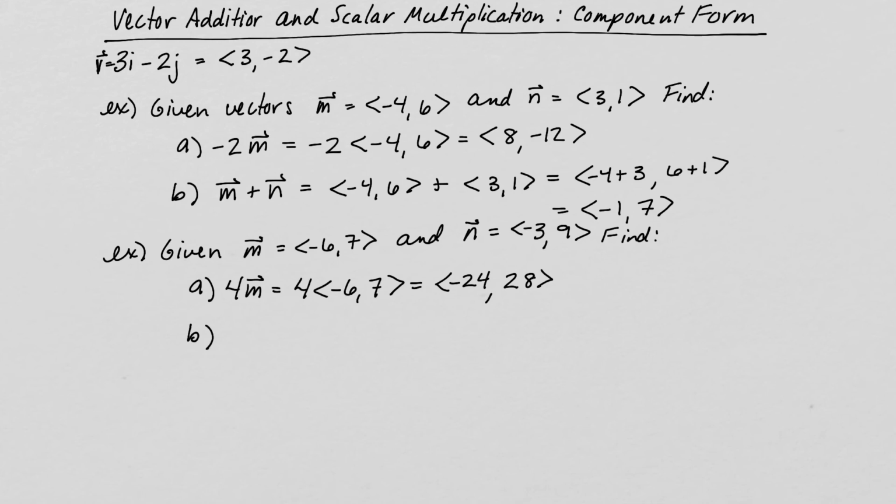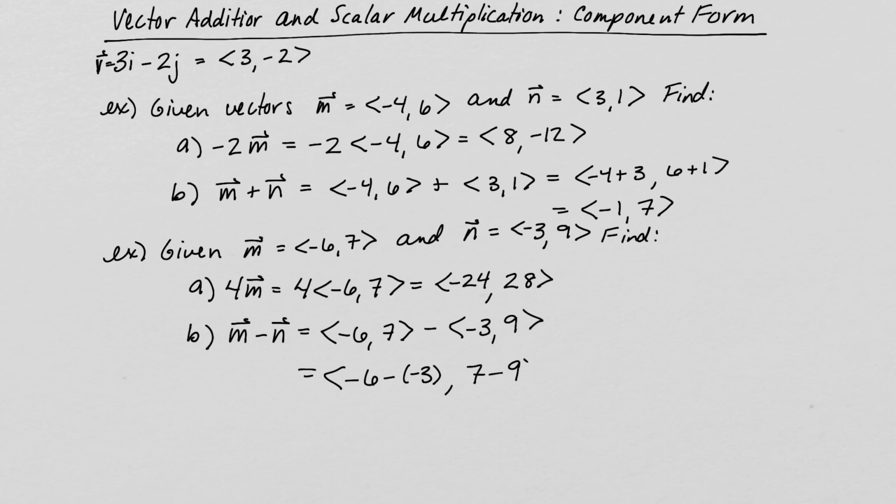And b, vector m minus vector n, is going to be negative 6 comma 7 minus negative 3 comma 9. So that's going to be equal to negative 6 minus negative 3 comma 7 minus 9, which would be negative 3, negative 2. So when you're doing vectors in component form, you just want to stick to adding or subtracting the first component and then adding or subtracting the second component.